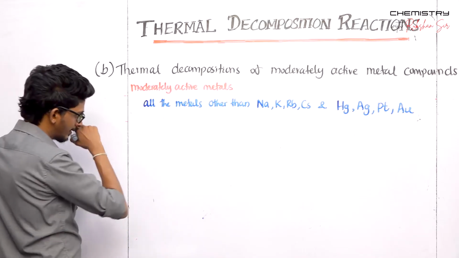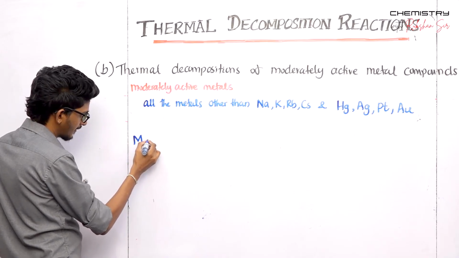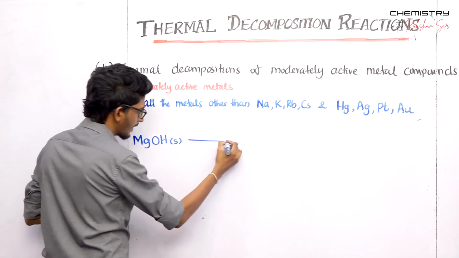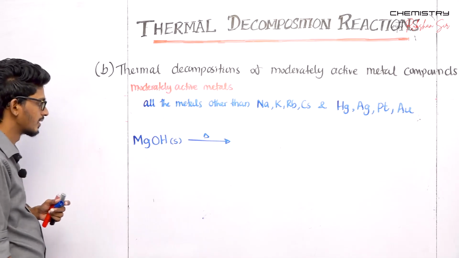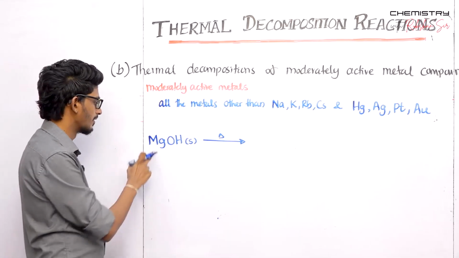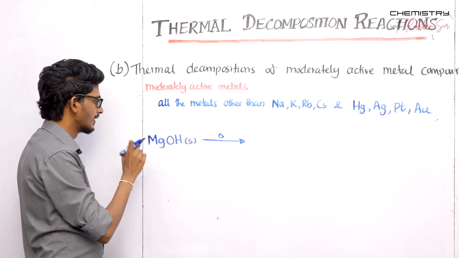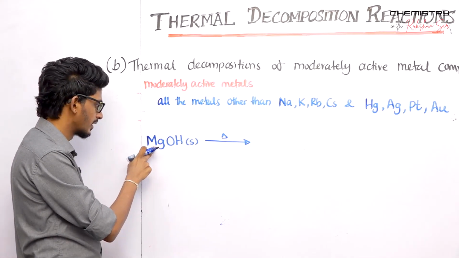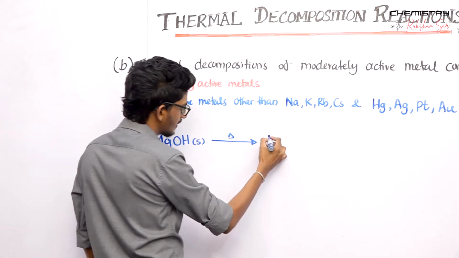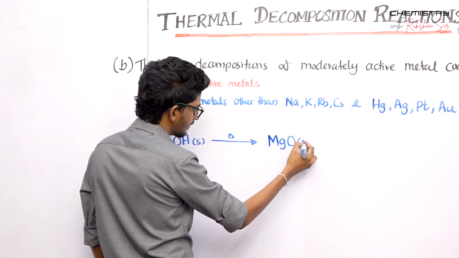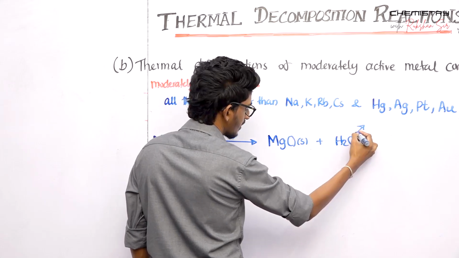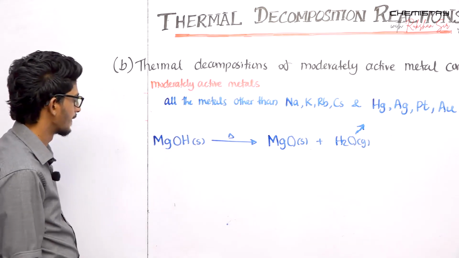So if you are trying to decompose the magnesium hydroxide, right, what happens is it will decompose, giving you the oxides of the constituent elements. So you have the magnesium here and the hydrogen here. So the decomposition products are the magnesium oxide and the hydrogen oxide. The hydrogen oxide is H2O, right? So you will get the magnesium oxide plus the H2O.